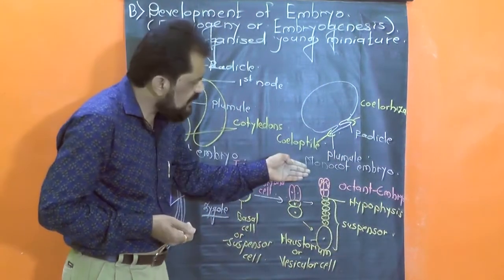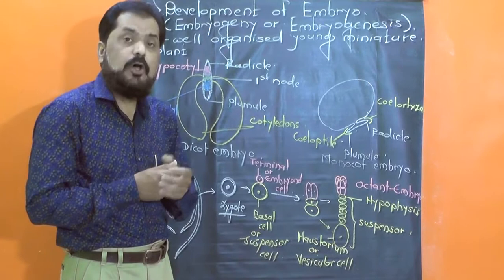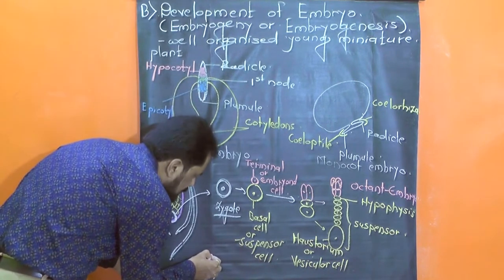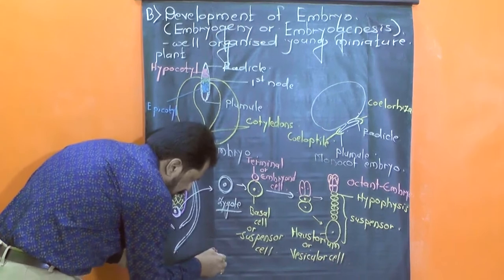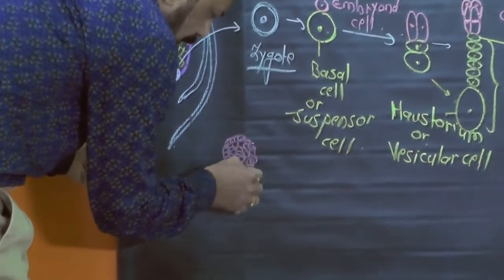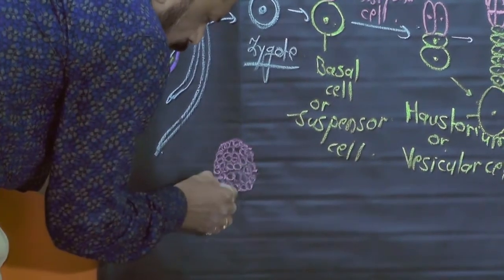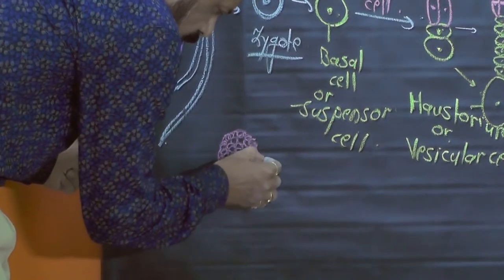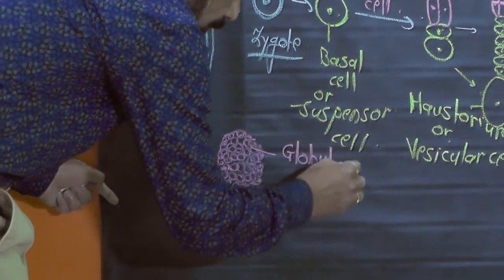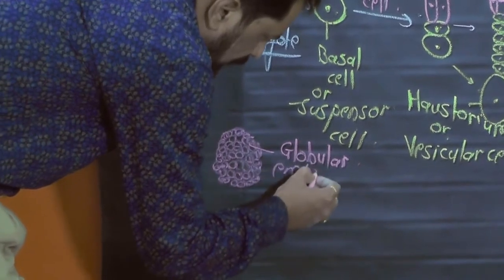Later on, the cells of the octant stage of the embryo divide and redivide rapidly along many different planes, mitotically, to form a globular mass of cells. Globular, that is, a rounded mass of cells. It is known as the globular embryo because it appears just like a globose, rounded structure. That is the globular embryo.